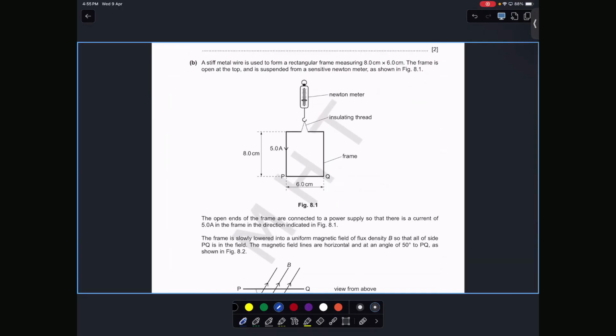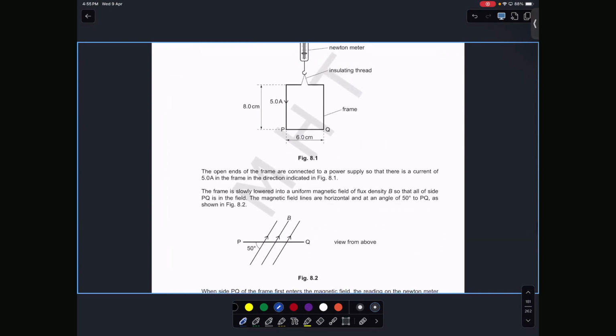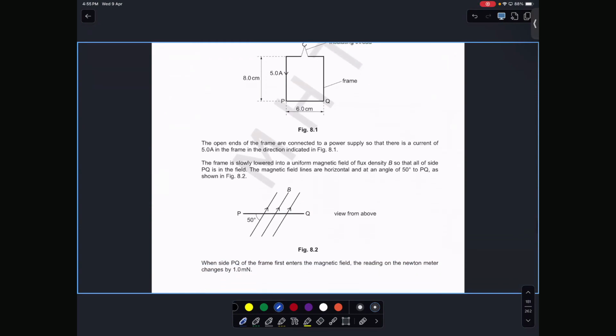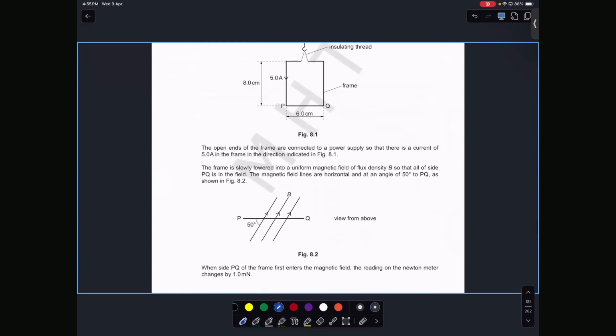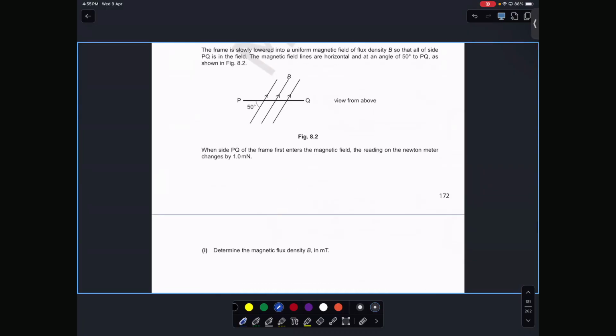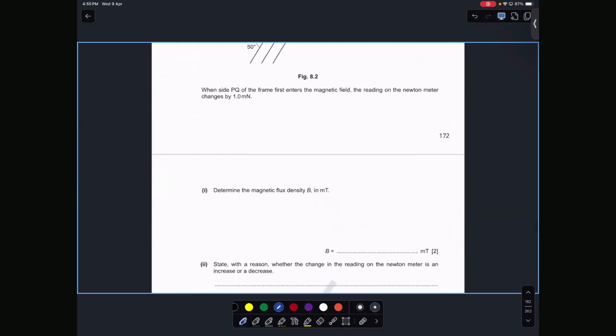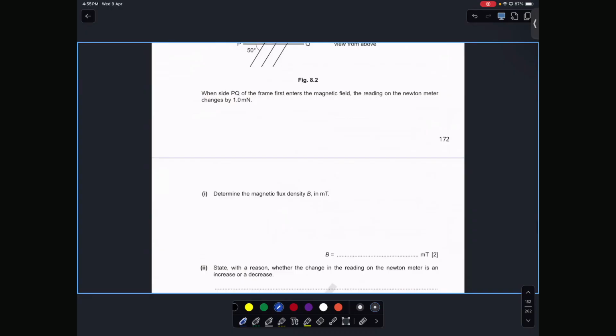Okay, it says a stiff metal wire is used to form a rectangular frame 6 by 8, and the frame is open at the top, and suspended from a sensitive Newton meter. Achha, the open ends of the frame are connected to a power supply, and everything is given here. The frame is slowly lowered into a uniform magnetic field. This is the front top view of it. Achha. When the side PQ of the frame enters the magnetic field, the reading on the Newton meter changes by 1 millinewton. Determine the magnetic flux density.